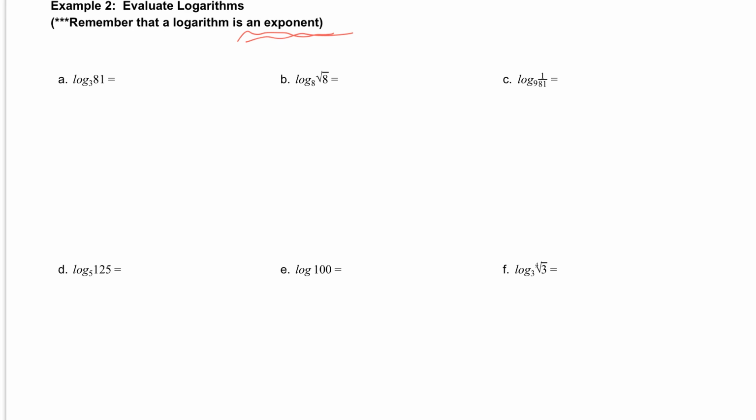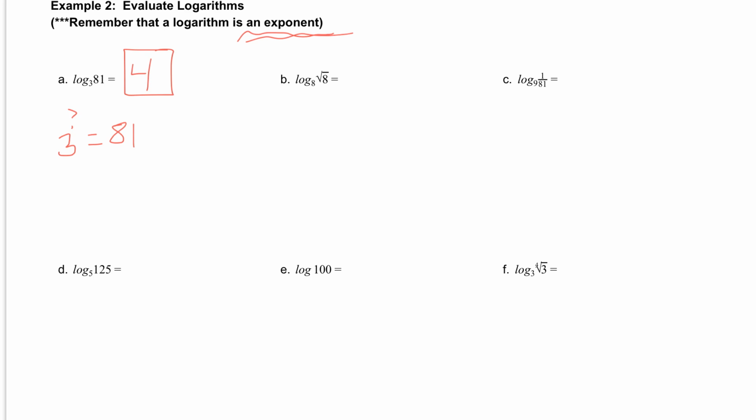So if we look at letter A, we have the log base 3 of 81 is equal to something. So what we want to do to solve this is we're going to change it back to exponential form, just like we did in example 1. The base of our log is 3, so we have 3 raised to something. It has to be equal to 81. So we're thinking 3 raised to what power? What's my exponent that will give me 81, and that would be 4. So the log base 3 of 81 is 4.